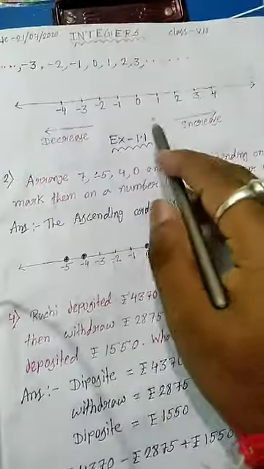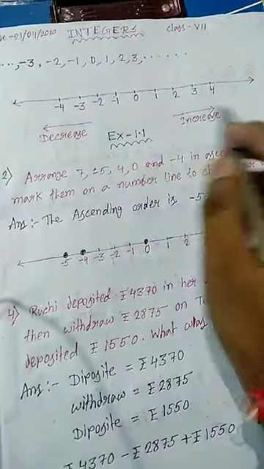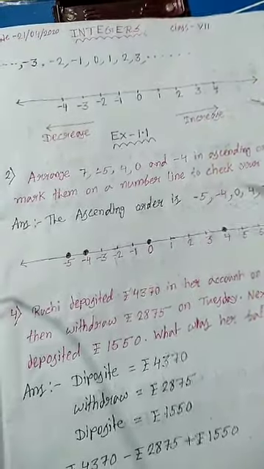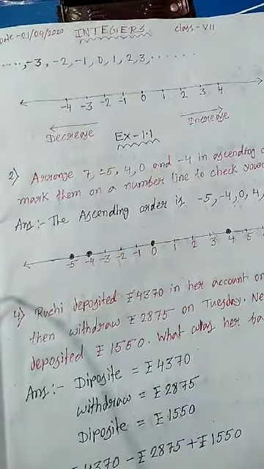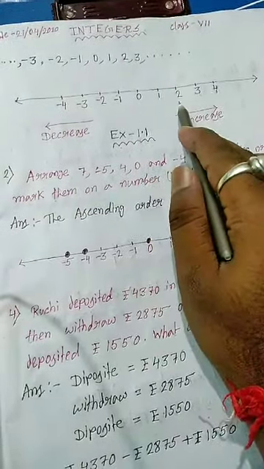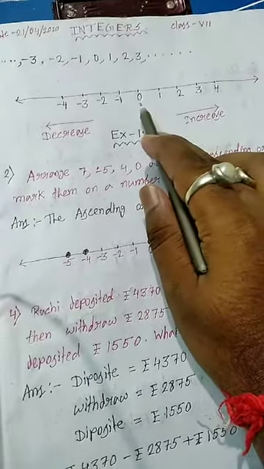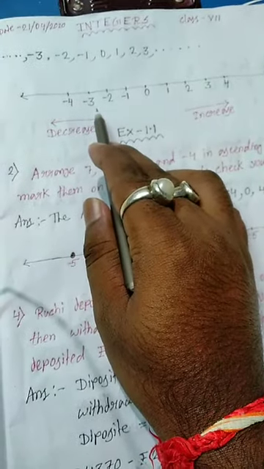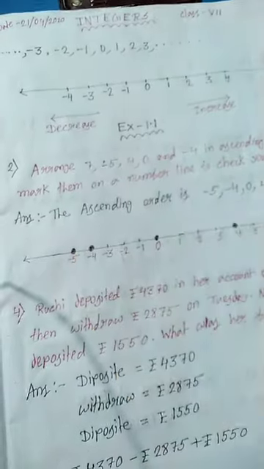Now look, if we go from left-hand side to right-hand side, the numbers will increase, and if I go from right-hand side to left-hand side, the numbers will decrease. Clear? That means if you compare 0 and 2, which number is greater? Obviously 2, and 0 is the smaller number. If you compare -4 and -3, obviously -3 is greater than -4.